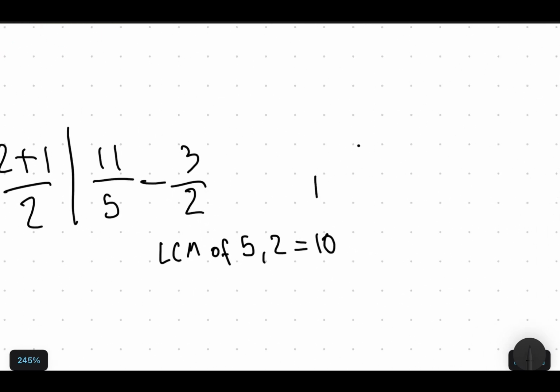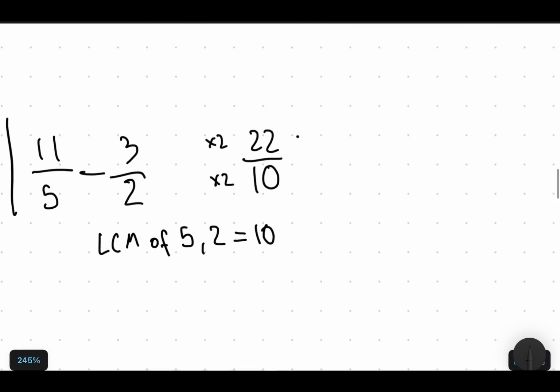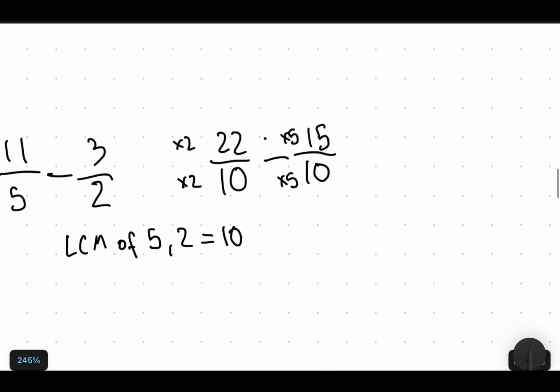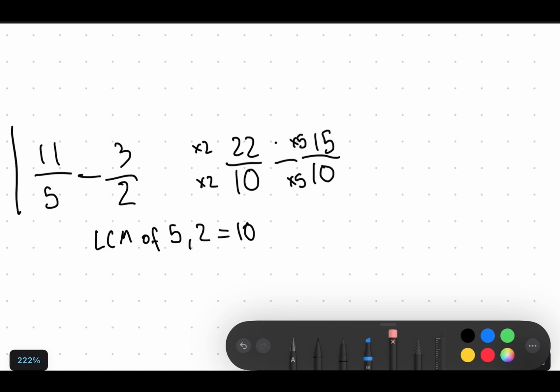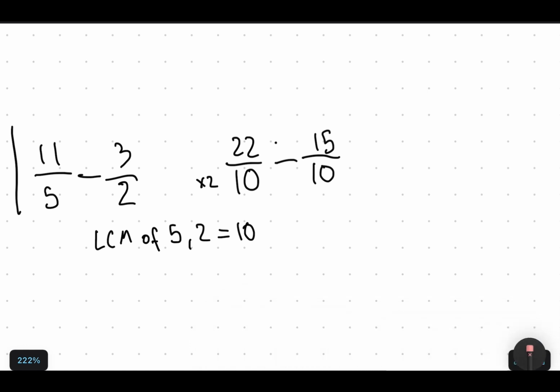5 times 2 is 10, and 11 times 2 is 22. 2 times 5 is 10, and 3 times 5 is 15. So we get the actual question of 22 over 10 minus 15 over 10.